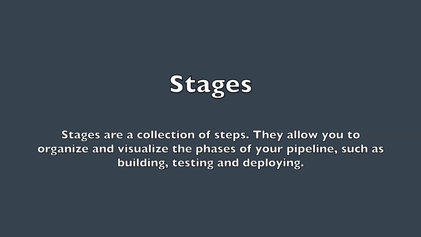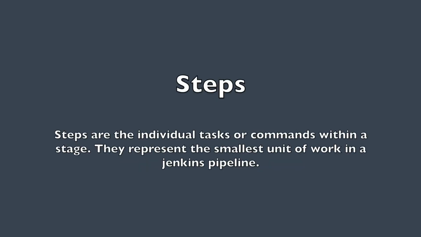Stages. Stages are a collection of steps. They allow you to organize and visualize the different phases of your pipeline, such as building, testing, and deploying. Steps. Steps are the individual tasks or commands within a stage. They represent the smallest unit of work in a Jenkins pipeline.